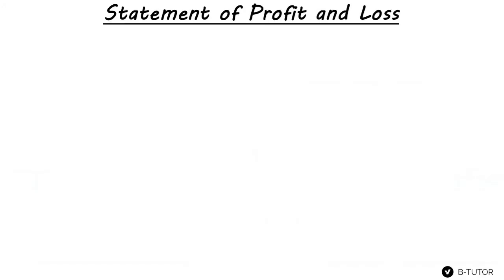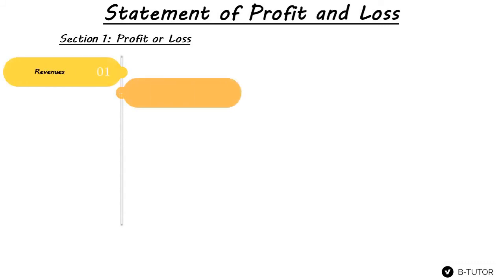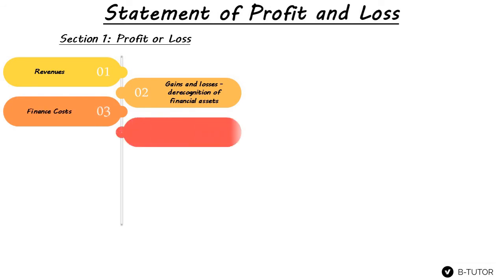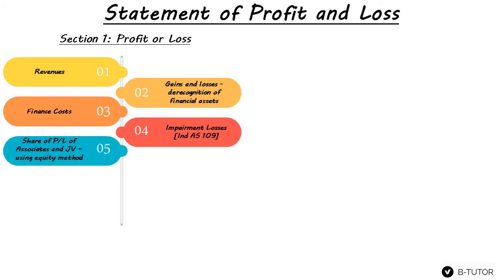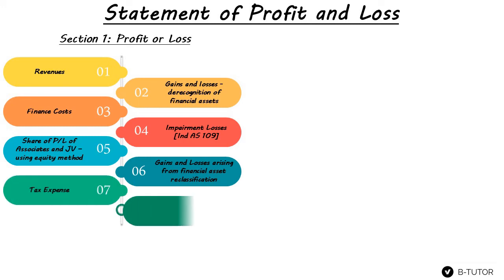Next head under the structure and content of financial statements is the statement of profit and loss. First section, profit or loss. Under profit or loss, we need to present revenues, gains and losses arising from derecognition of financial assets measured at amortized cost. Next, finance costs, impairment losses determined in accordance with Ind AS 109. Then share of the profit or loss of associates and joint ventures accounted for using the equity method. Then gains and losses arising from financial asset reclassifications. Next, tax expenses, and last one, a single amount for the total discontinued operations.